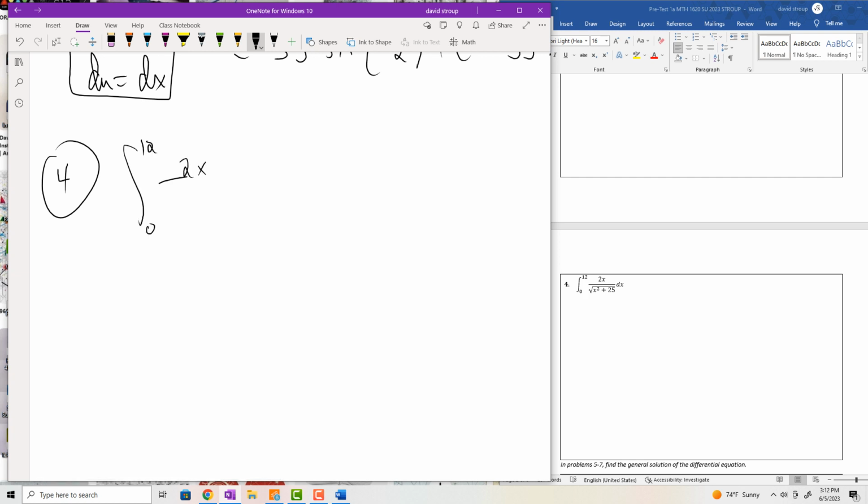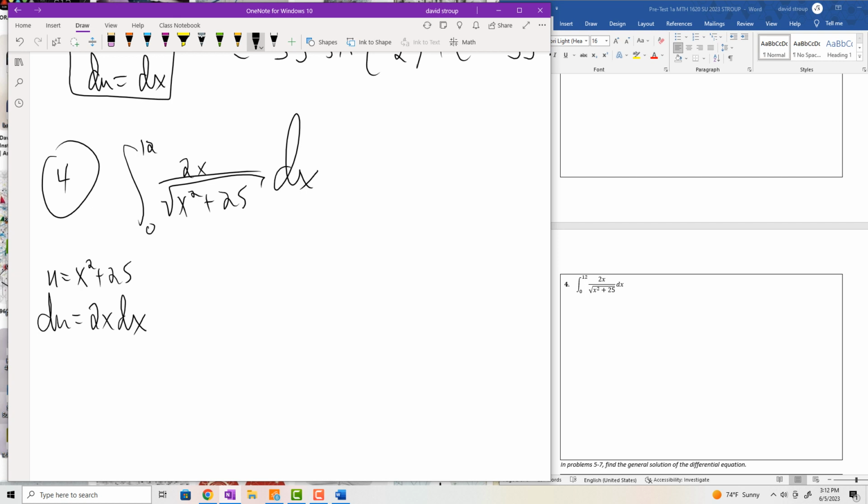Then we have 2x all over the square root of x squared plus 25 dx. And here, you're going to have to do a u sub on the denominator. So inside the radical, I have the x squared plus 25. Du will be the derivative of x squared, which is 2x dx. The derivative of 25 is 0. So dx will just be du over 2x.